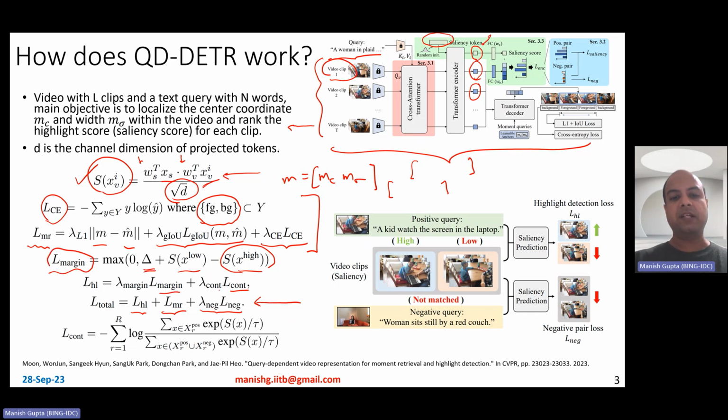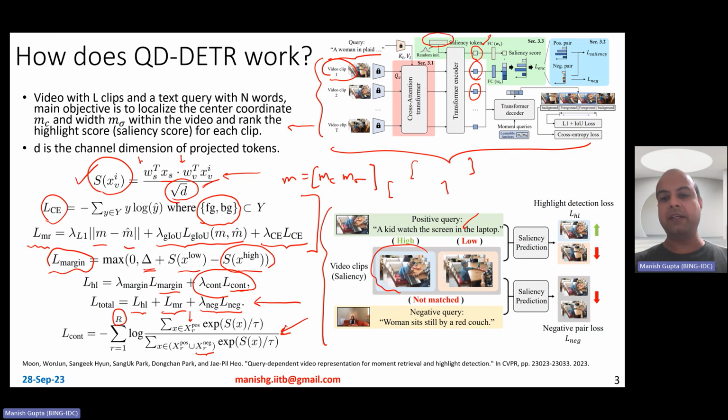And then there is another loss, which is a ranking based loss. The margin loss is between a pair of video clips for a given text query, right? But you can also define a ranking based loss, which is defined here. Given that you have a positive clip and many negative clips, in fact, capital R negative clips, you can define this kind of ranking loss, which ensures that you get a very high saliency score for the positive clip compared to multiple negative clips. You see examples of positive and negative clips here. So you could have a positive query here, and then there could be a video clip with high saliency. So the query is a kid who watches the screen on the laptop.